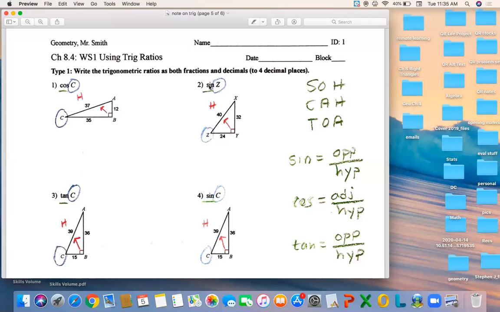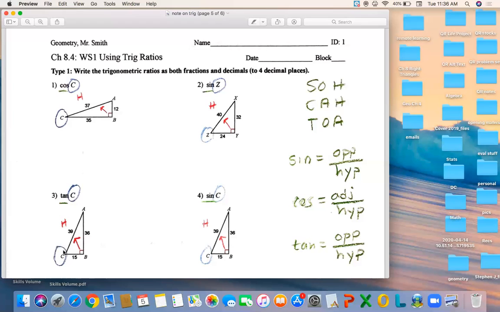For number two, it's a sine. The sine is opposite over hypotenuse. So here's Z, we're going to go opposite. So sine of Z is going to be 32 over 40. We'll do the same process, use our calculator, get that to a decimal.